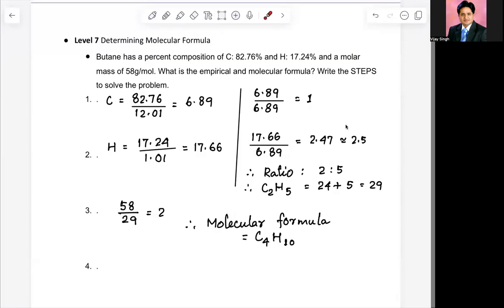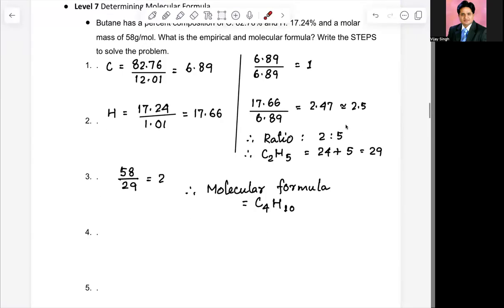So your empirical formula is C2H5. The empirical formula mass would be carbon 12 times 2, that is 24, plus 5, which is 29. Your molar mass is 58 grams per mole. So you divide the molar mass by the empirical formula mass, and you get 2. In order to find the molecular formula, you multiply your empirical formula by 2, so you get C4H10. So your answer is C4H10.